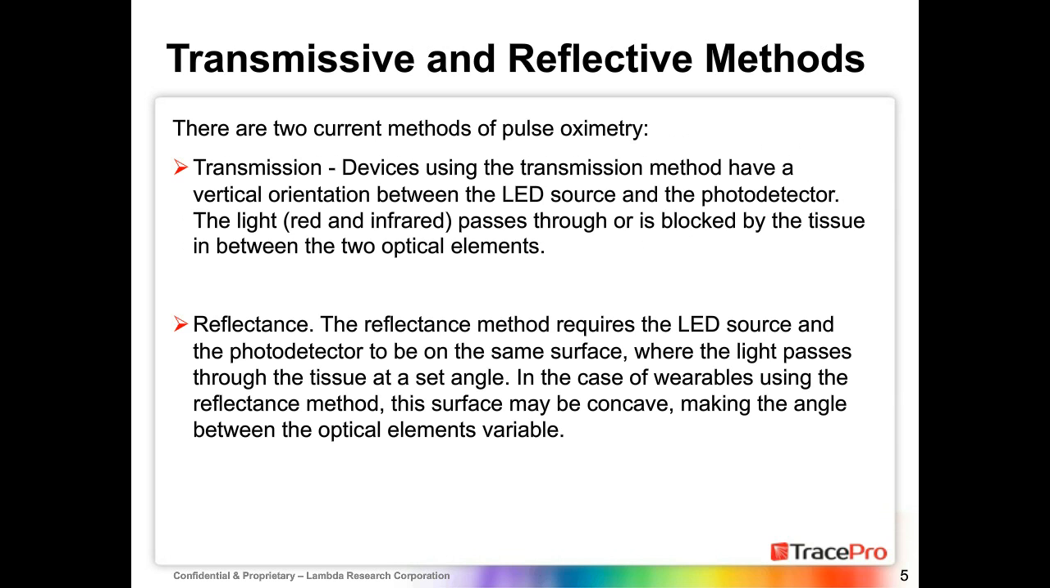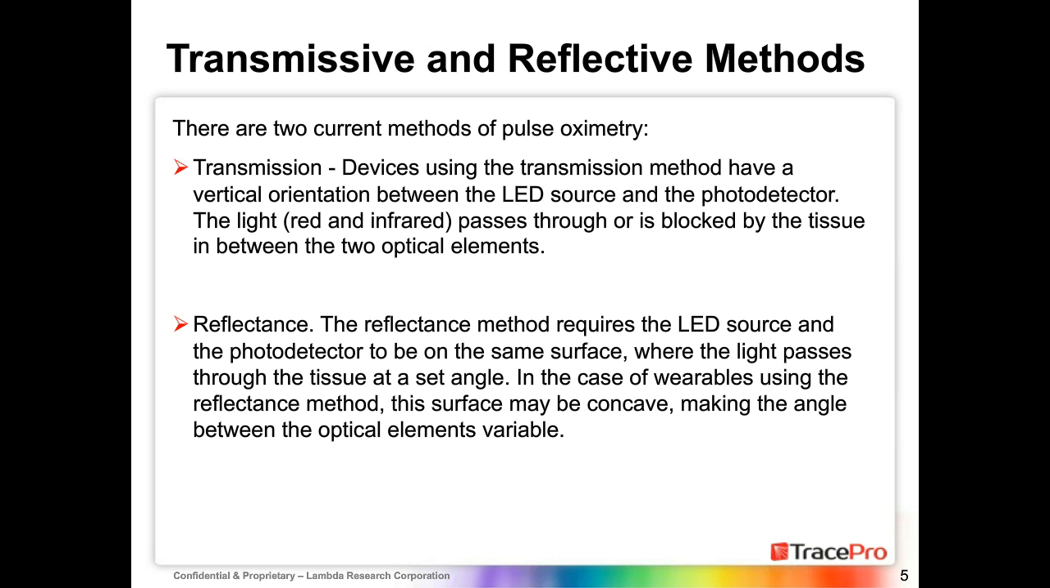So now that I've talked about the two different methods, transmissive and reflective, let's talk a little bit about those two methods. In the transmission method, pretty much what happens is you have an LED source on one side of, most likely, the finger, and on the other side you have a photodiode or photodetector that's going to measure the throughput through that particular finger or through some type of tissue. What happens here is we use two different types of LEDs, one in the red visible and one in the infrared.